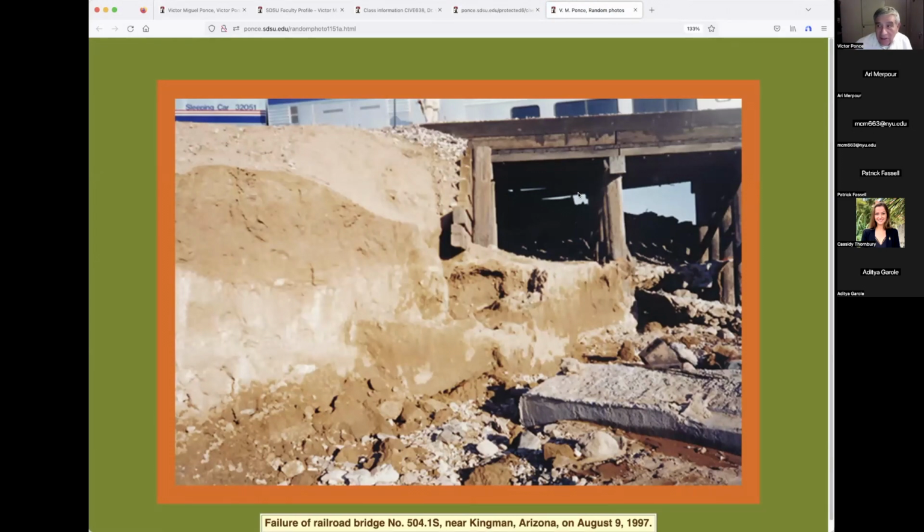I actually have a collection of pictures, but you know what? I don't know exactly where they are. But this one happened to be very handy, so I put it in here for you guys to see. It is also part of the main report, because I am going to show you the main report. So this is the failure of Railroad Bridge 504.1S near Kingman, Arizona. This happened on August 9, 1997.